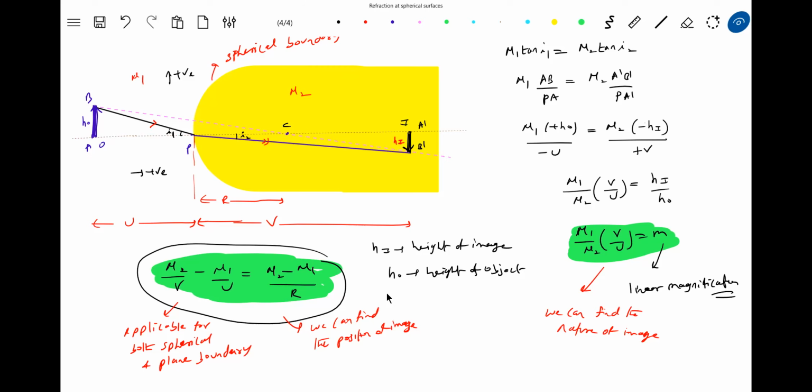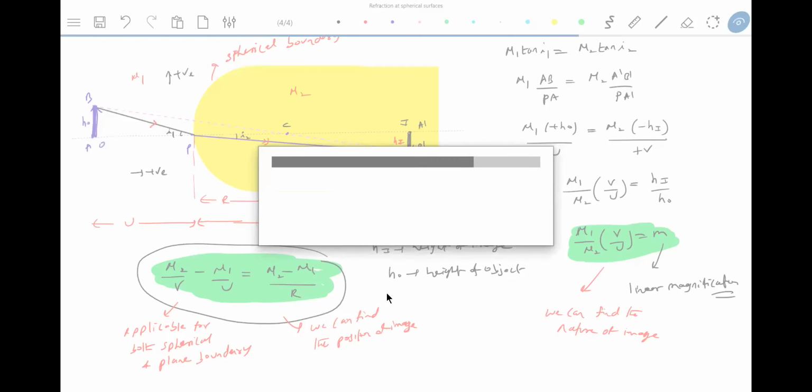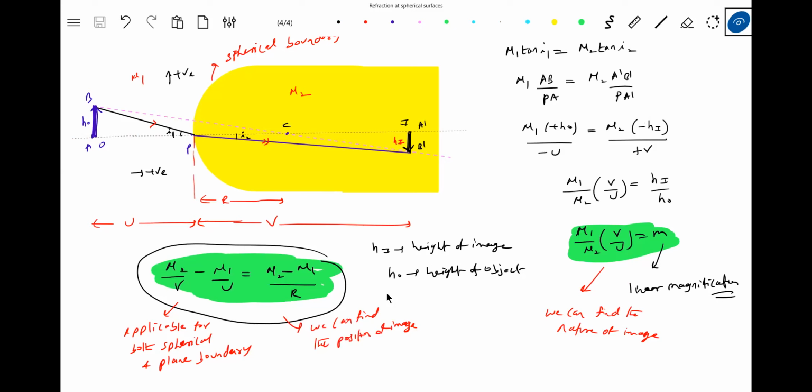Okay, kids, this is the way of refraction at a spherical surface. What we derived is an expression for when you keep an object near a spherical boundary, how to calculate the position of the image and also its nature. Position of image is given by this particular formula, and nature of the image we can predict with the help of this formula.